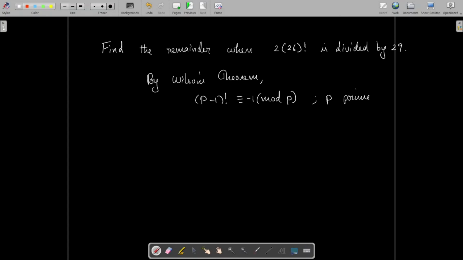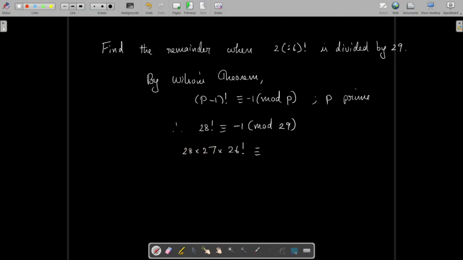And the next problem: find the remainder when 2 times 26 factorial is divided by 29. By Wilson's theorem, we have (p minus 1) factorial is congruent to minus 1 mod p, where p is a prime. Here 29 is a prime, so we can write 29 minus 1, that is 28 factorial, is congruent to minus 1 mod 29. In the problem, we have to find the remainder when 2 times 26 factorial is divided by 29. So we may express this 28 factorial as 28 times 27 times 26 factorial, because 28 factorial is 1 times 2 times etc. 26, that is 26 factorial times 27 times 28.